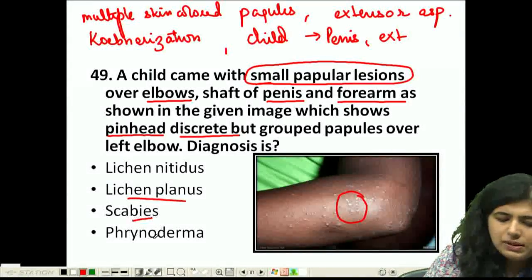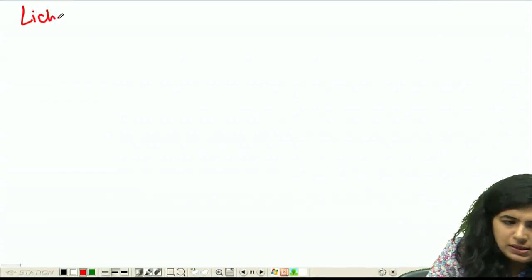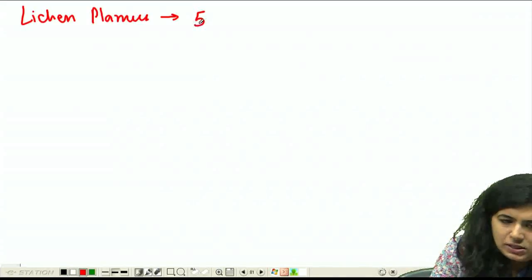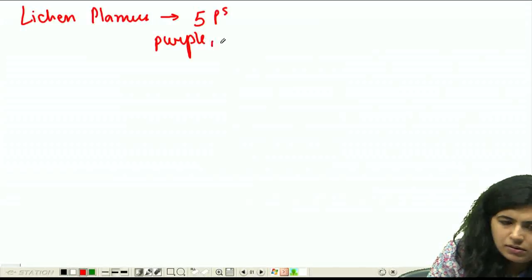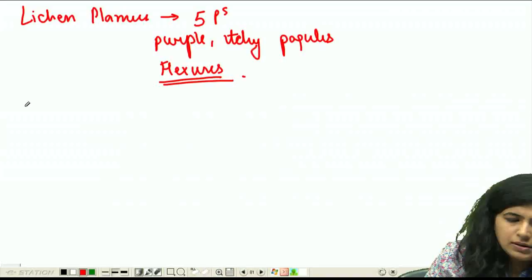Lichen planus, scabies, phrenoderma, lichen nitidus. We will discuss all of them together, only then will you know. First, see lichen planus. 5 P's you should know. Purple pruritic polygonal papules. So these will be purple, itchy papules, mainly on the flexures.